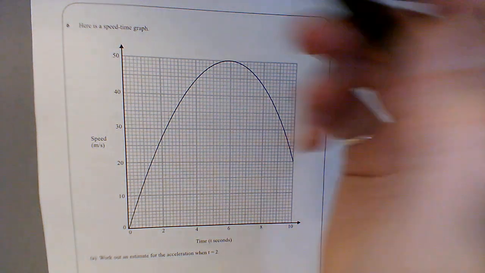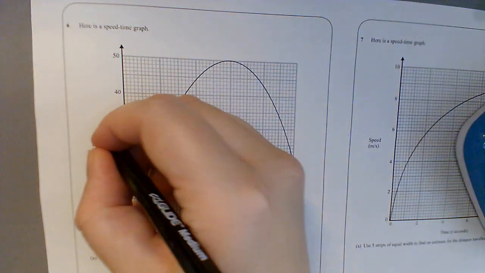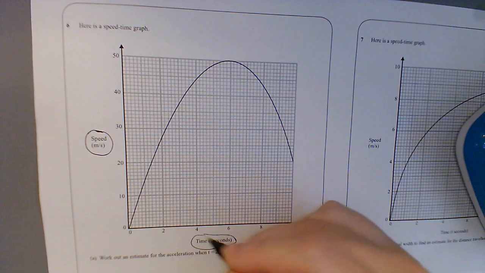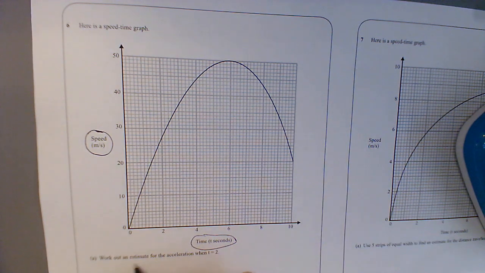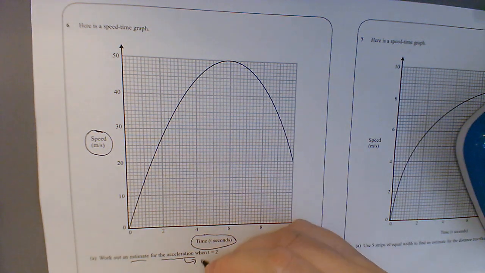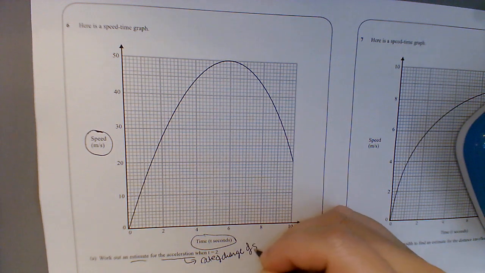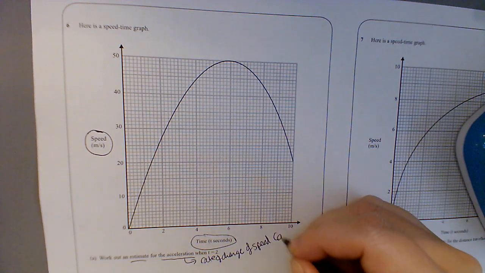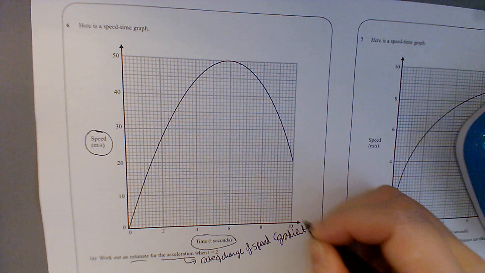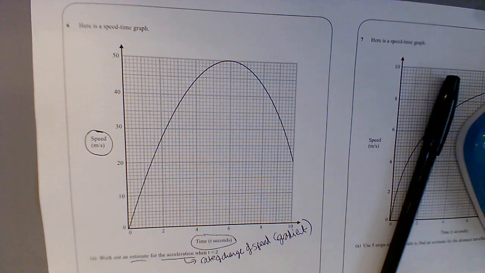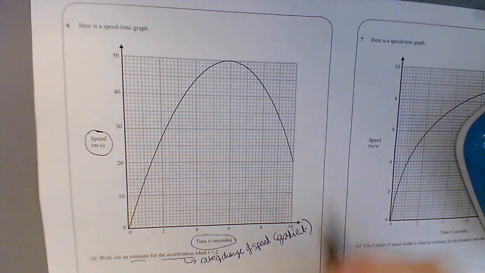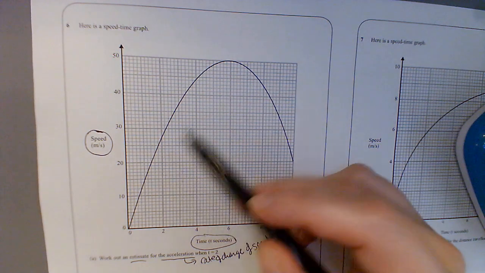Okay, we've got a speed time graph here, so speed here, time here. We want an estimate for the acceleration. So acceleration is rate of change of speed, which is gradient. But you'll notice this is a curve.